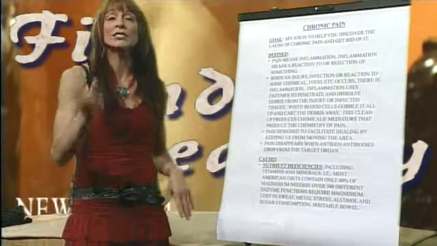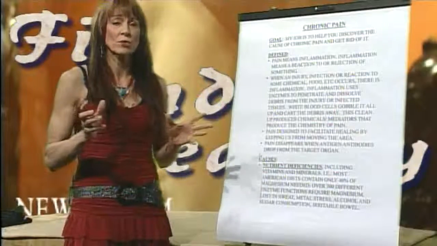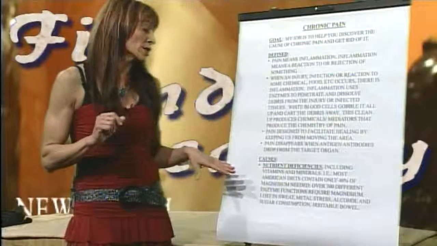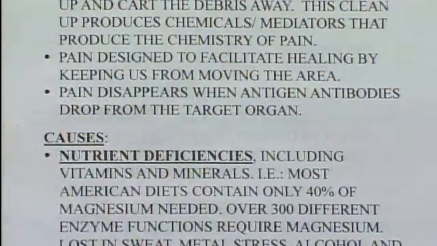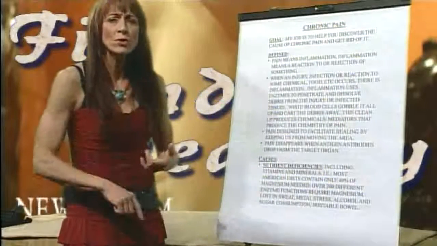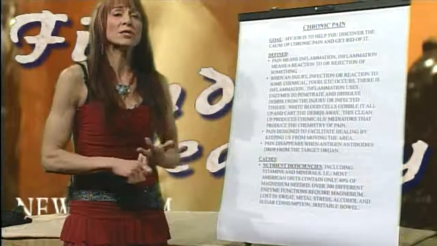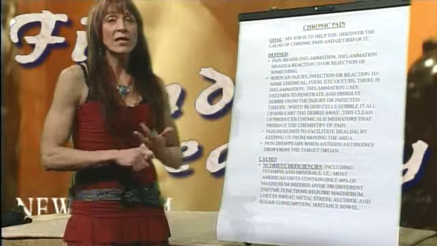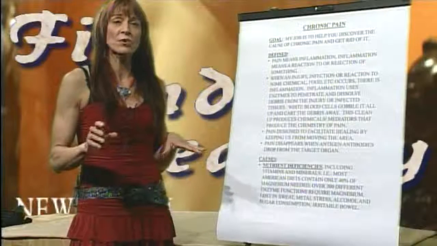When we look at causes besides trauma, like breaking your arm, falling, or cutting yourself with a knife, those are all trauma types of wounds. I'm going to be talking about the causes of pain other than those. Nutrient deficiencies, okay, and I can give you tons of examples of minerals and nutrients that we no longer have in our diet. Probably one of the biggest is magnesium. They estimate that with the standard American diet, you only get about 40% of the magnesium you need.